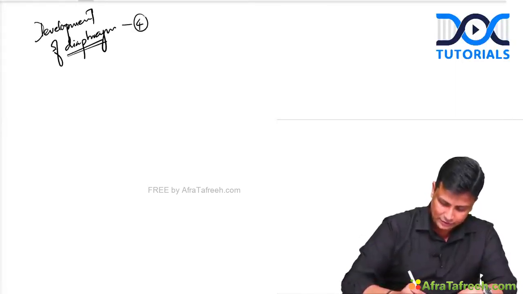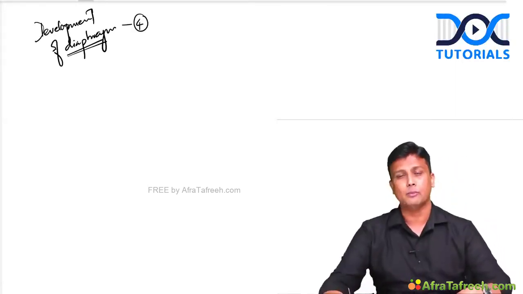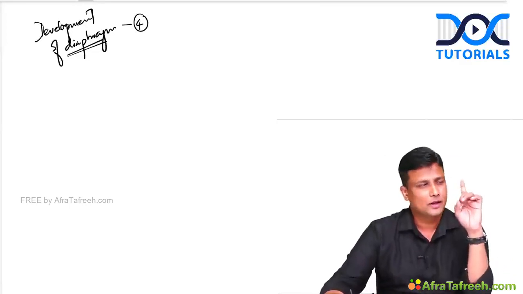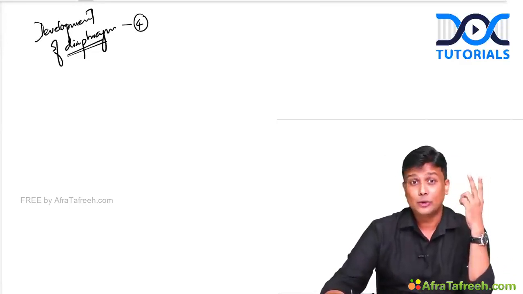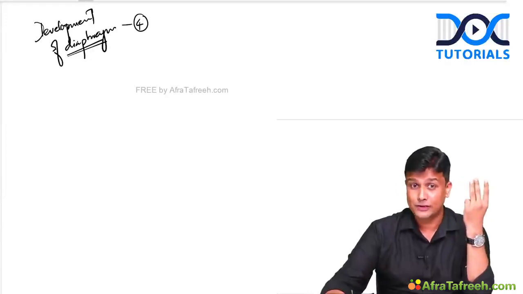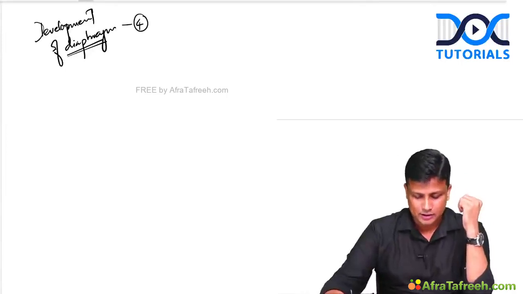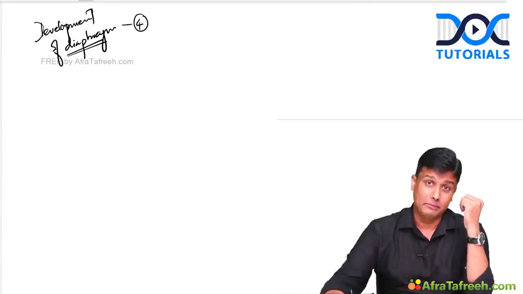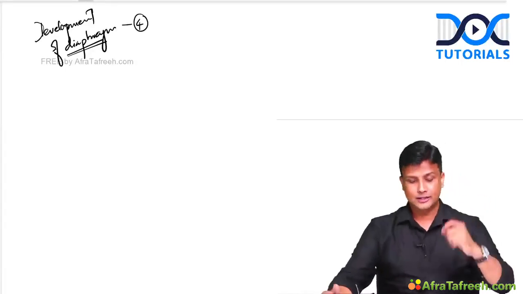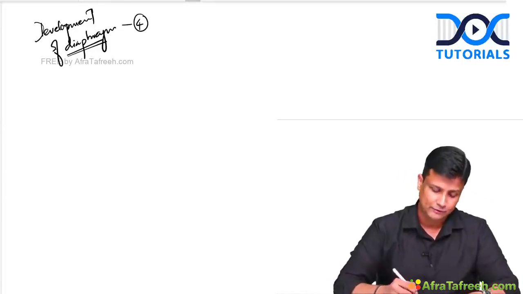Diaphragm is totally developing from 4 structures. Number 1, septum transversum. Number 2, the cervical myotomes. And number 3, you'll be having the dorsal mesoesophagus. And number 4, my dear friends, remember, the pleuroperitoneal membrane. And we are going to learn this with the help of an image, with the help of a diagram.